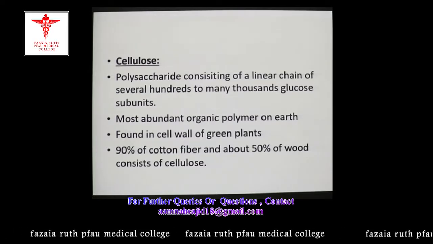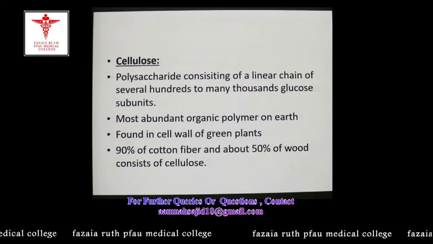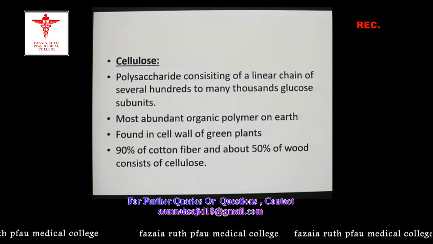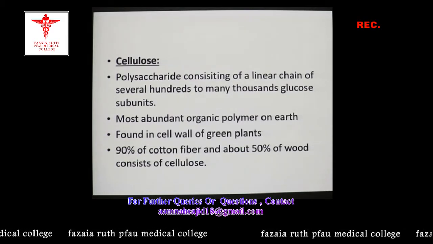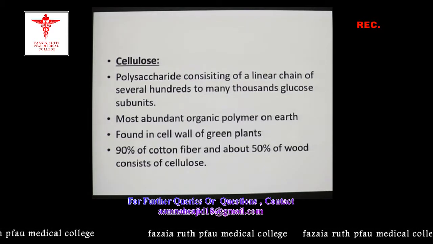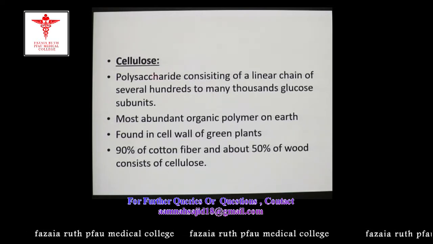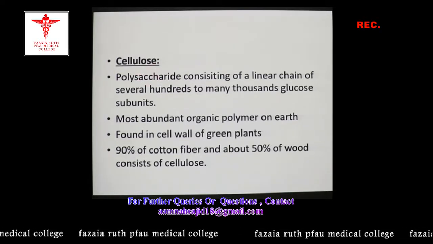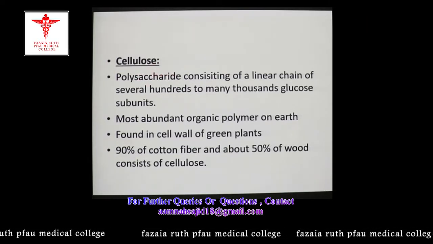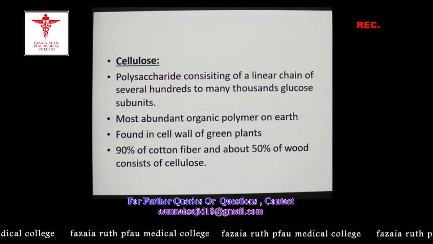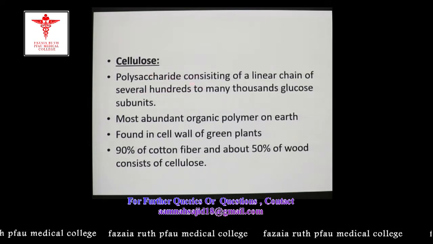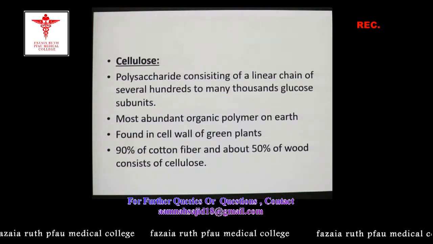Now we move on to cellulose. Cellulose is another example of homopolysaccharide of glucose, and it is also found in plants. It is not present in animals. Now, cellulose is a polysaccharide. It is an unbranched linear polysaccharide consisting of several hundreds to many thousands glucose subunits.